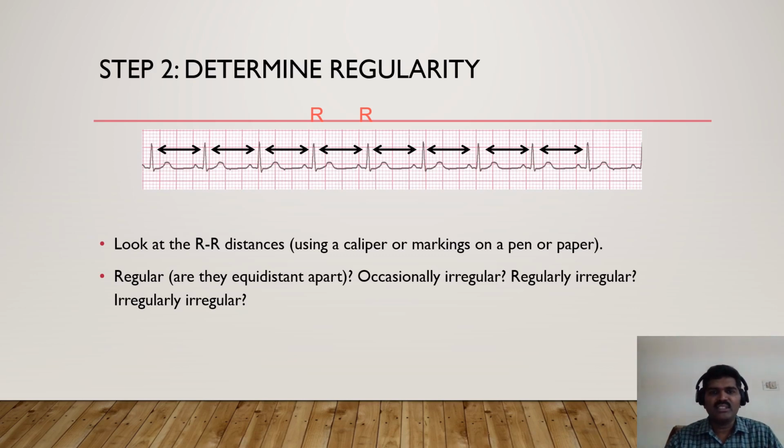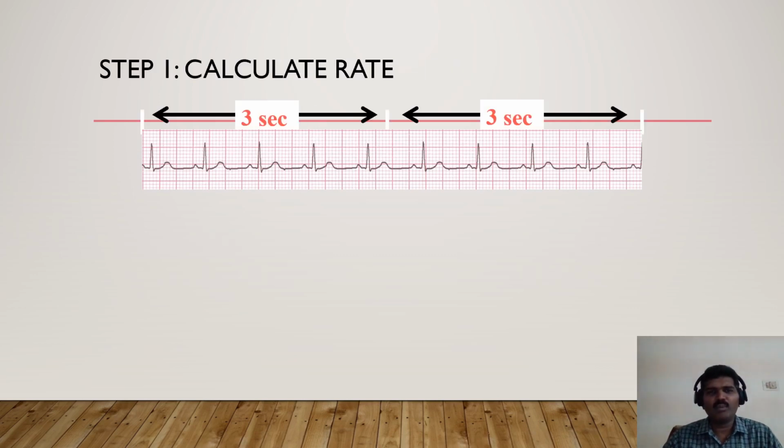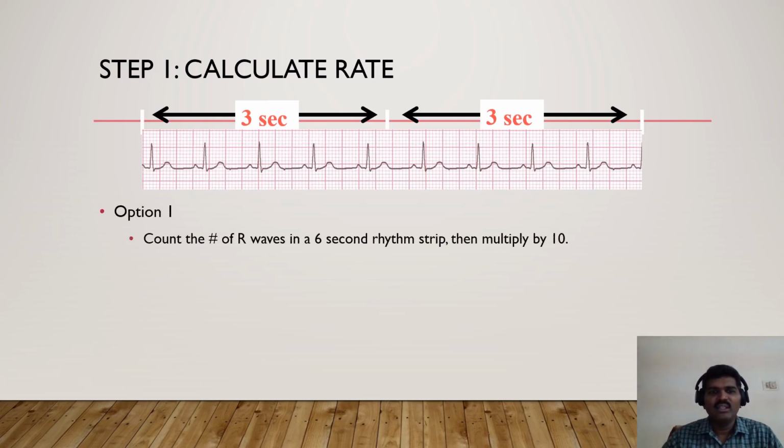can be present. Step 2 is the rate calculation. Again, rate calculation is done by determining the RR interval. Count the number of R waves in a 6-second rhythm strip, then multiply it by 10. Even if the rhythm is regular or irregular, this method will give you an approximate rate. Count the R waves in a 6-second strip, that is 30 large boxes, and then multiply that by 10, which gives you the heart rate.